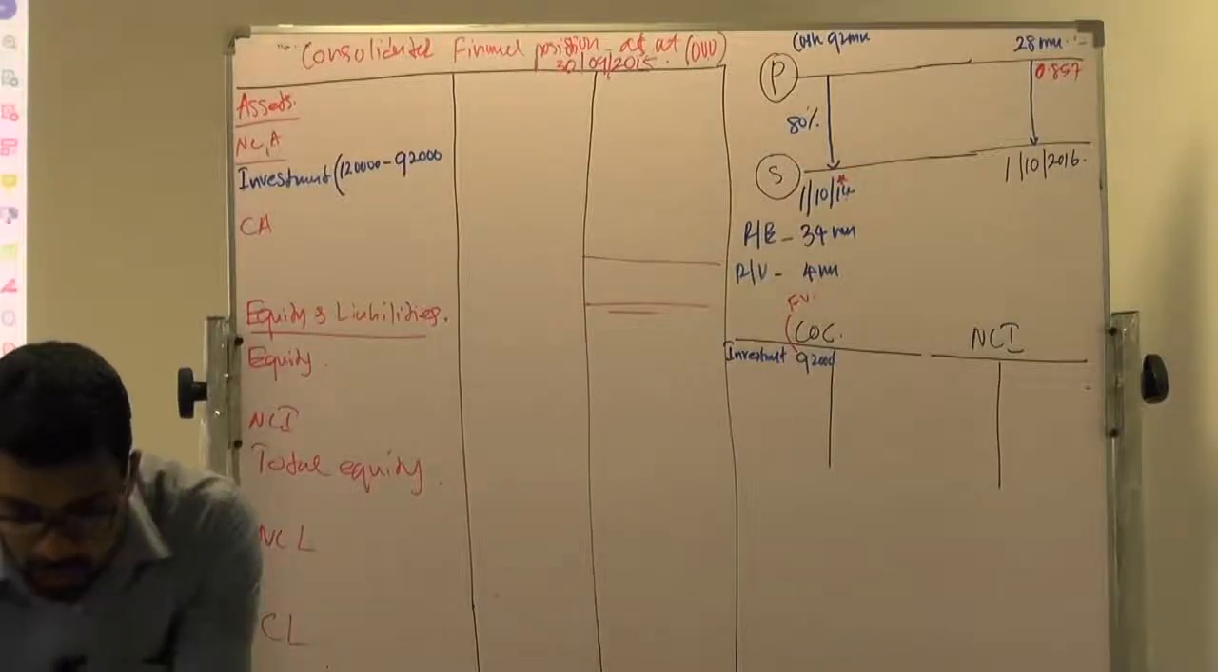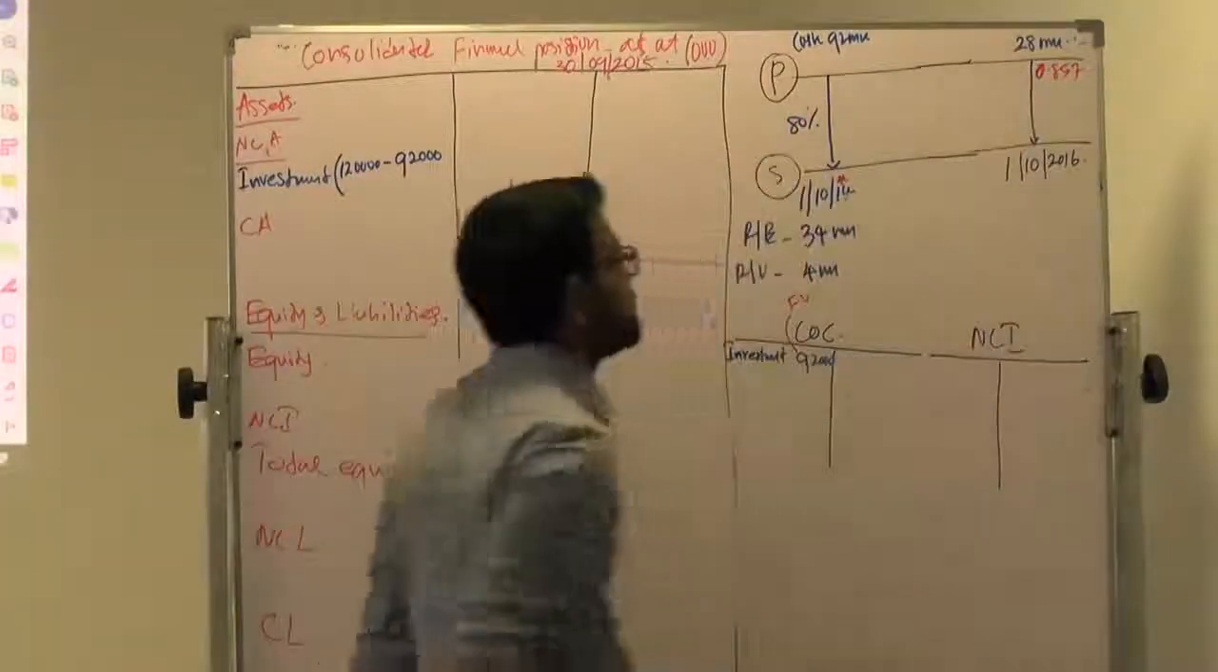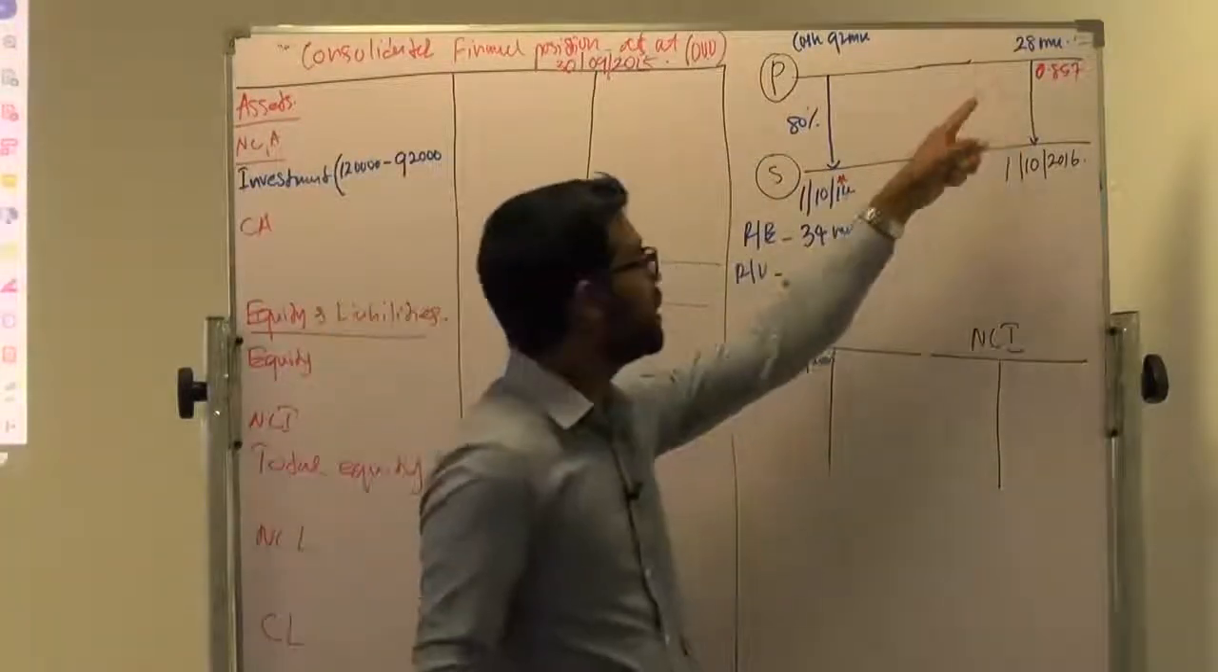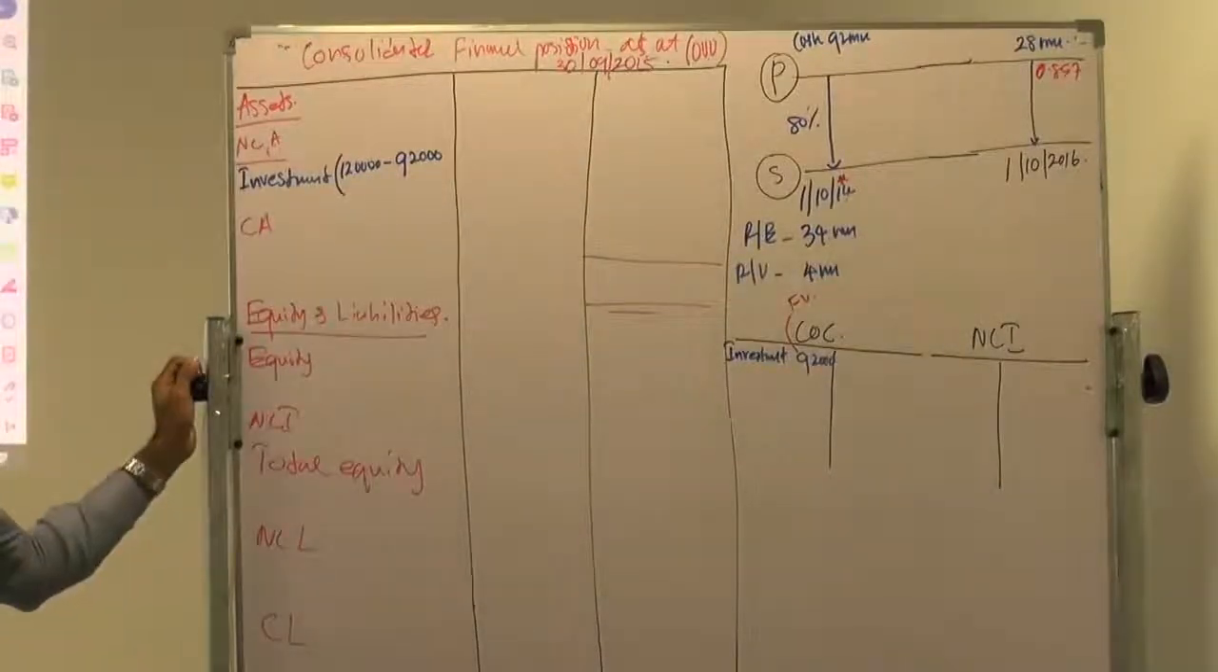Fine. Now, second thing, you have the deferred consideration. So 28 million. Now the accountant has recorded this 28 million as it is, 28 million as it is.